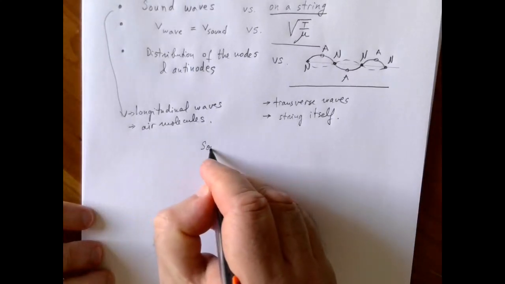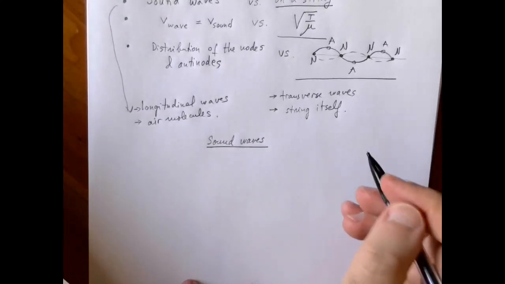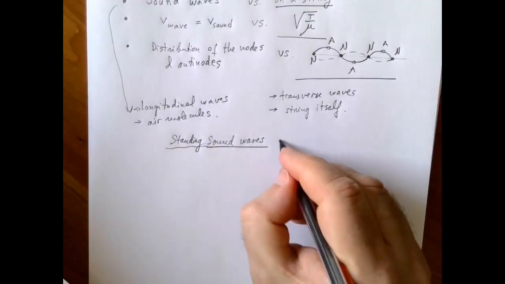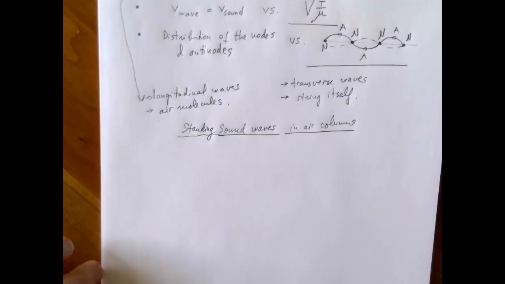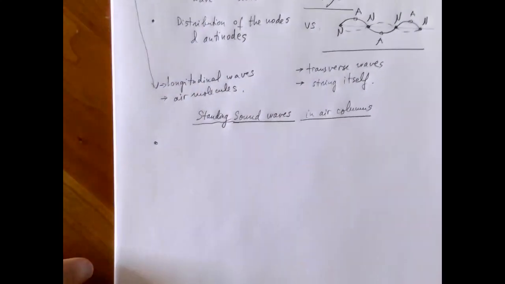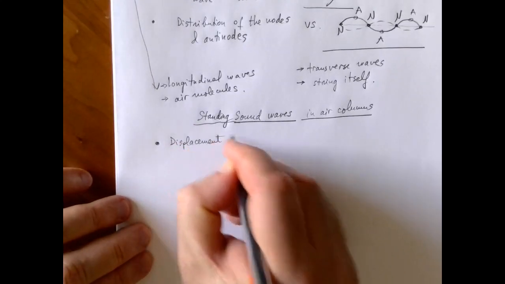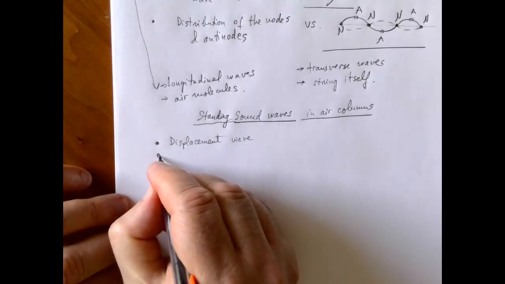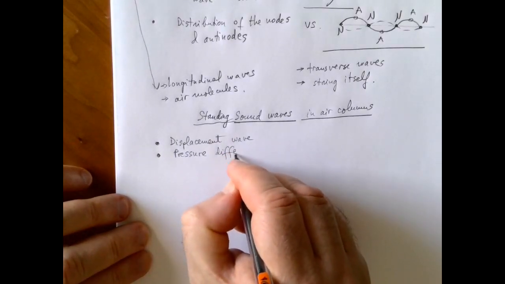So now let's focus on these sound waves in air columns, right? So standing sound waves in air columns. We already saw that when it comes to sound waves, I can look at this in two different ways. I can look at it as a displacement wave, or I can look at it as a pressure difference wave.